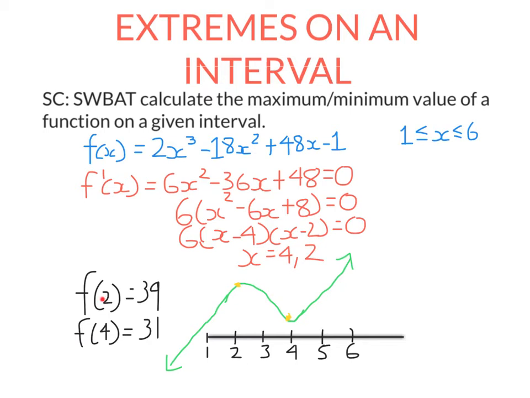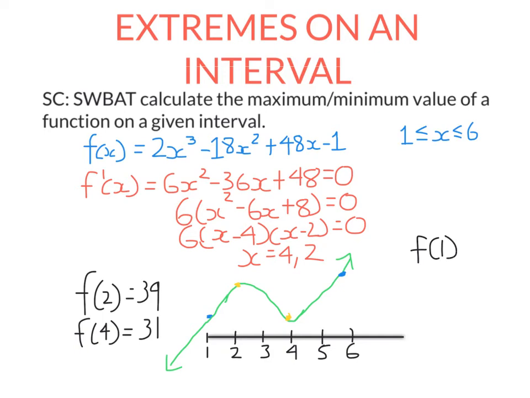Well, you do what we did and calculate the stationary points, but you also need to check the end points of the interval you're given. We need to check the value at x is 1, and we need to check the value at x is 6. So we need to check these two blue points here, which are the endpoints of the interval. So all I need to do is substitute them into the original function.